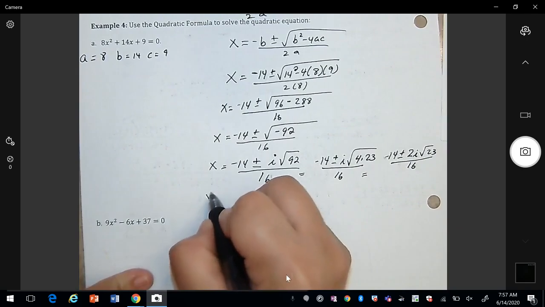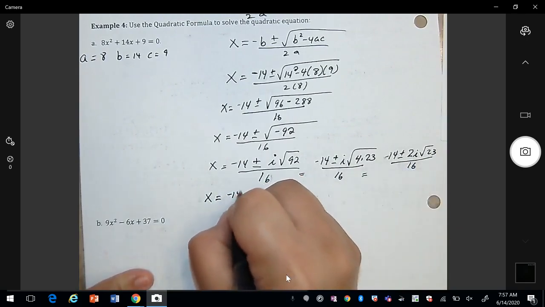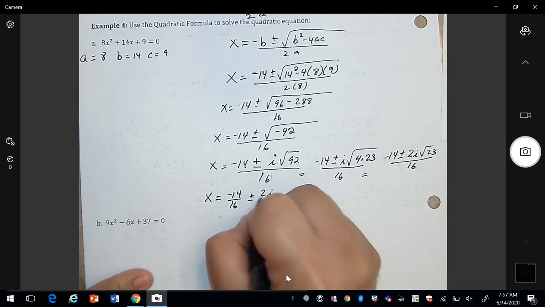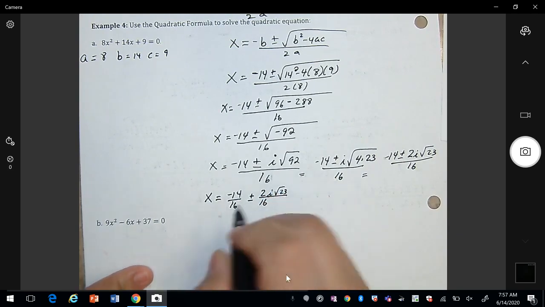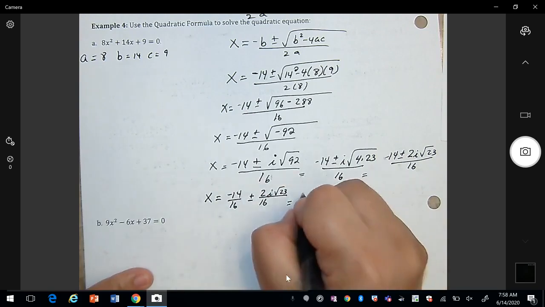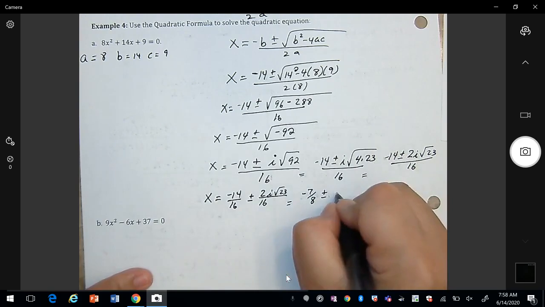Okay, so I can continue to simplify. Here I'm going to have negative 14 divided by 16 plus or minus 2i square root of 23 divided by 16. Negative 14 divided by 16 is negative 7/8. And 2 divided by 16 is 1/8.